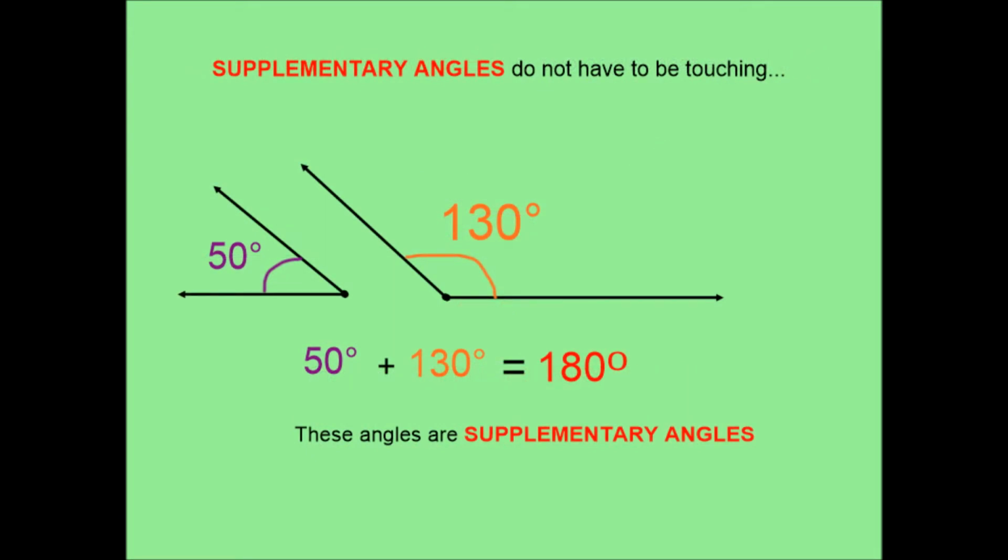Just like complementary angles didn't have to be touching, supplementary angles don't either. Here we have a 50-degree angle and a 130-degree angle. When we add them together, they total 180 degrees. That makes these two angles supplementary, even though they're not touching.